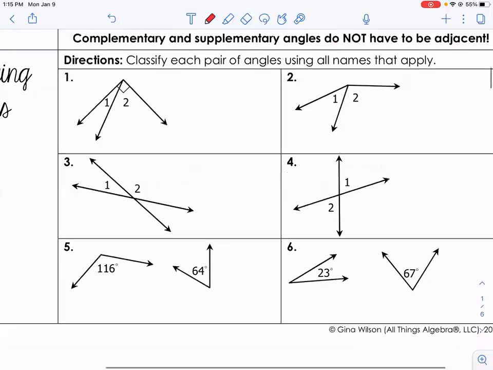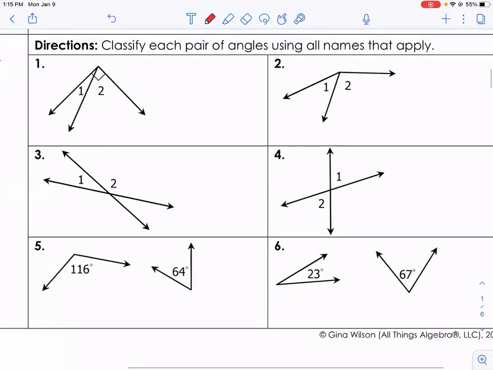All right, so I want you and your elbow partner to work together and identify as many of these as you can. There could be two different words that describe one picture. Something could be adjacent and complementary. Okay, I'll give you 90 seconds to work through these 6. Ready, set, go.